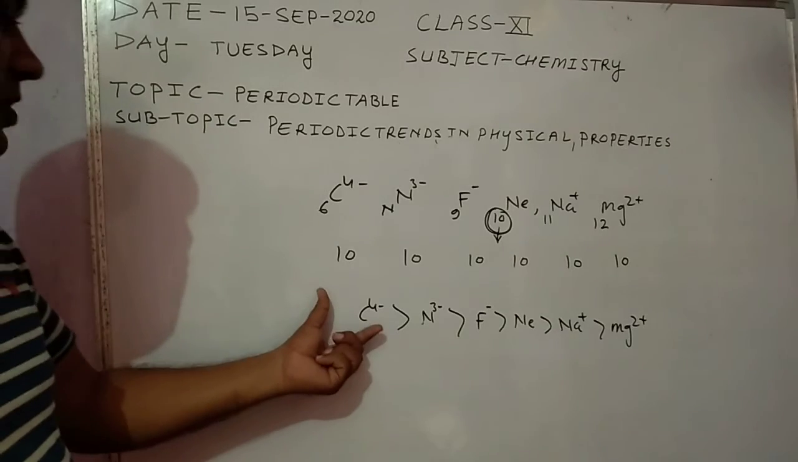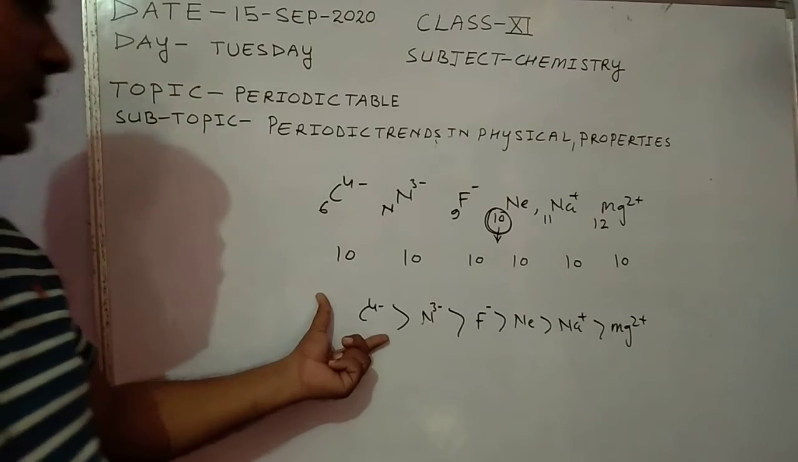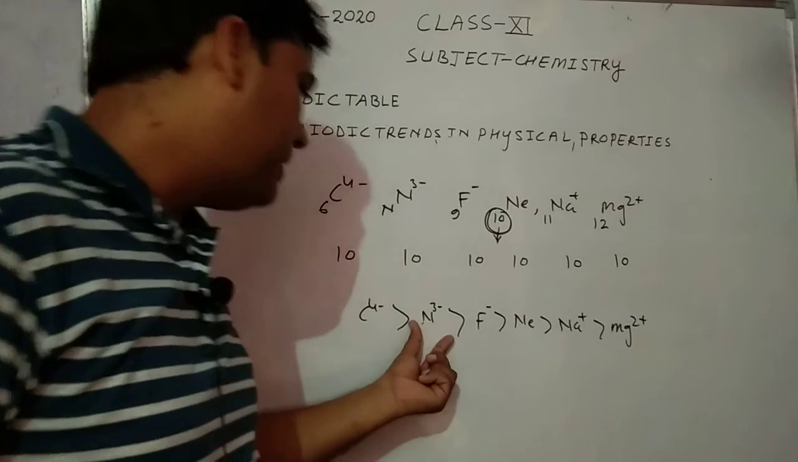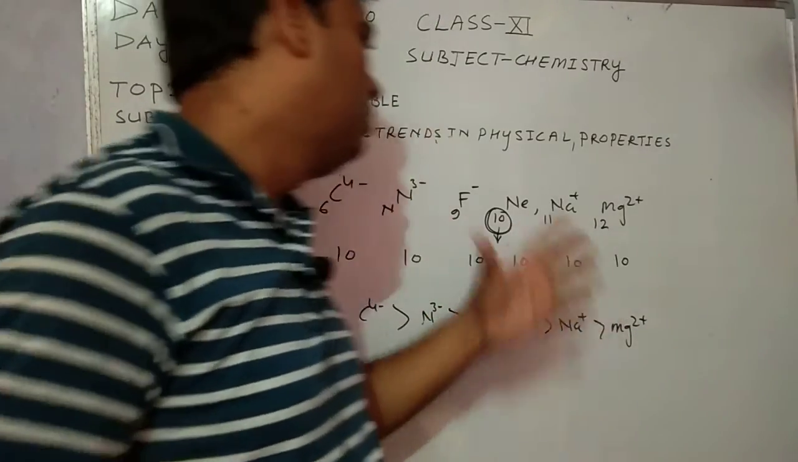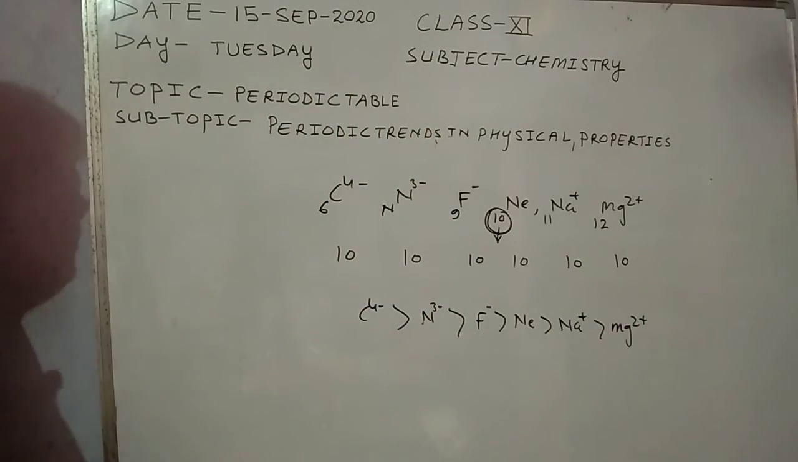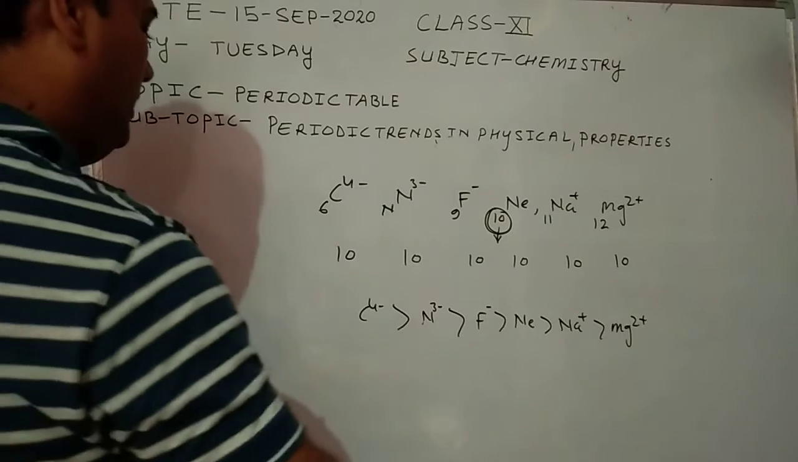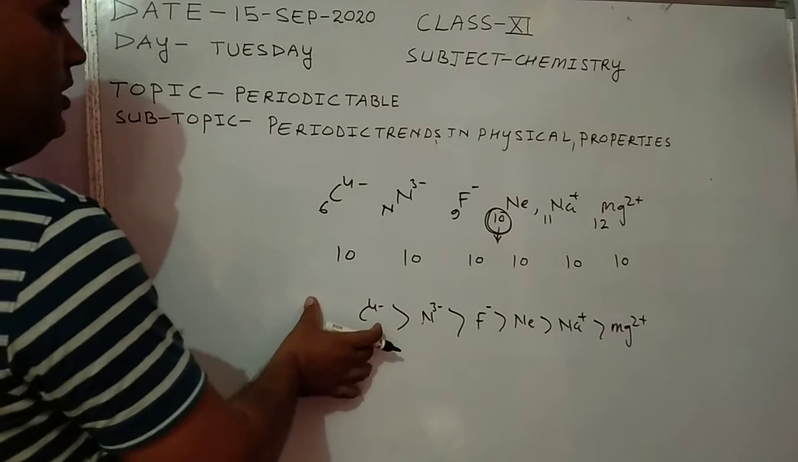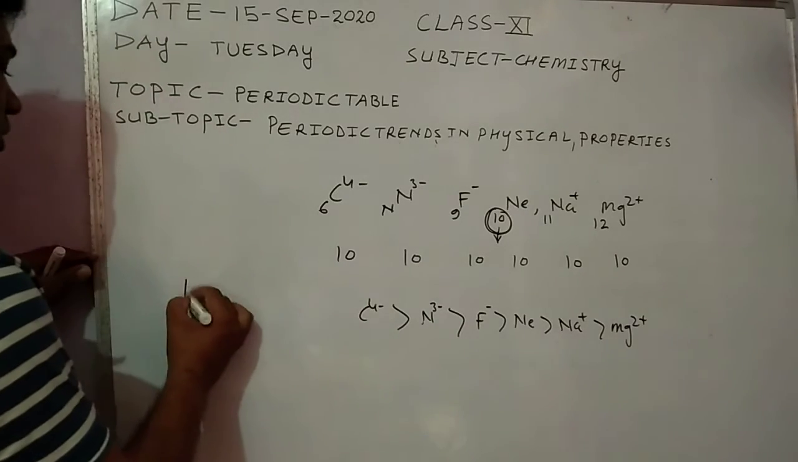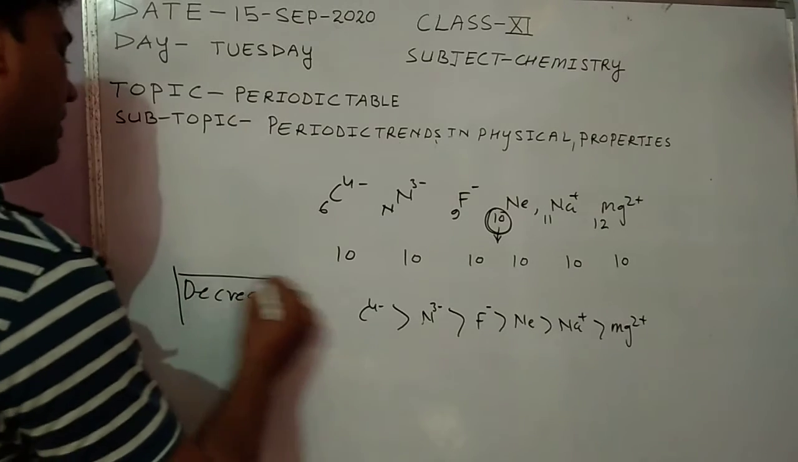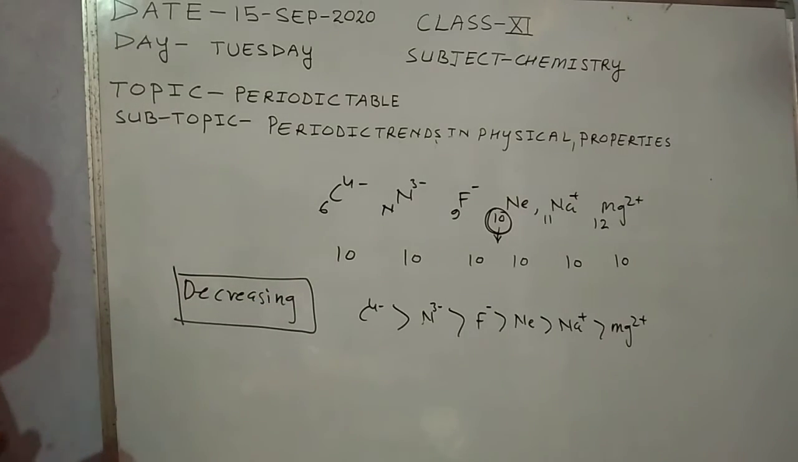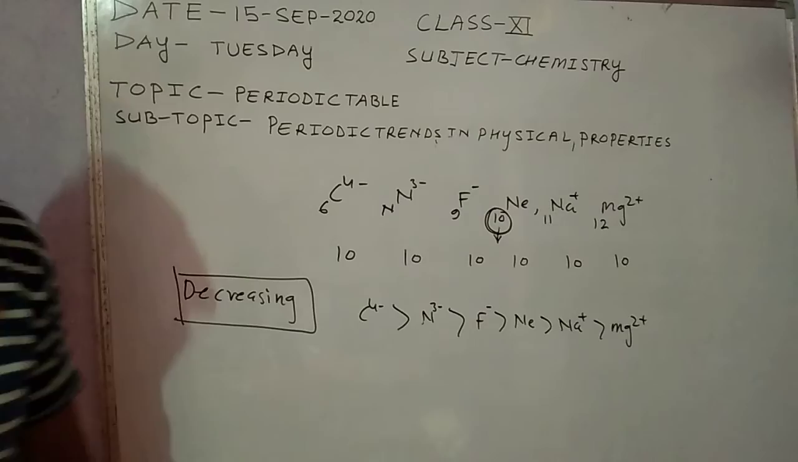Okay, the size of C4 minus is greater than the size of N3 minus, F minus, Ne, Na plus and Mg2 plus. So in this way, in isoelectronic species, we can write the decreasing order of the ionic radius or decreasing order of the size, because with the help of radius we can calculate the size of an atom. Okay.